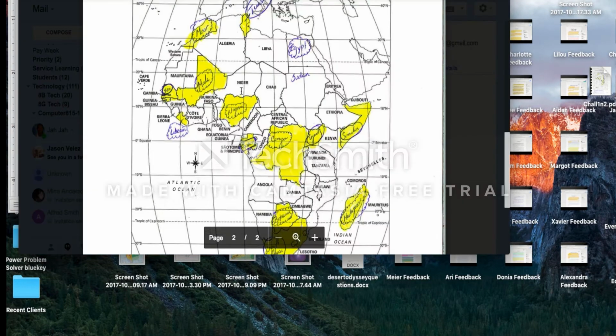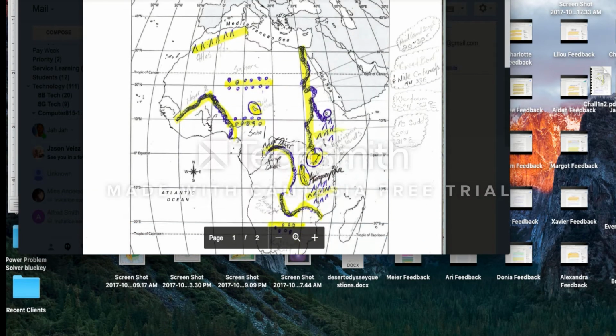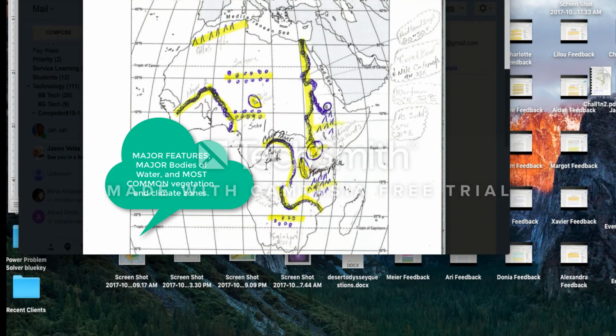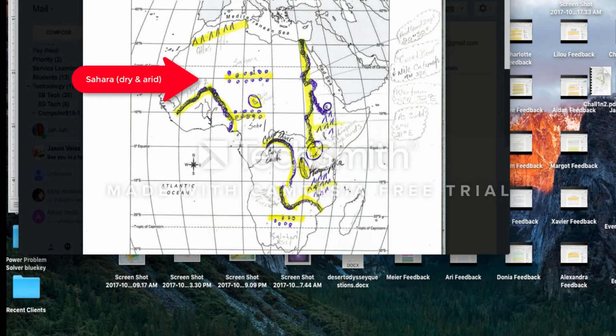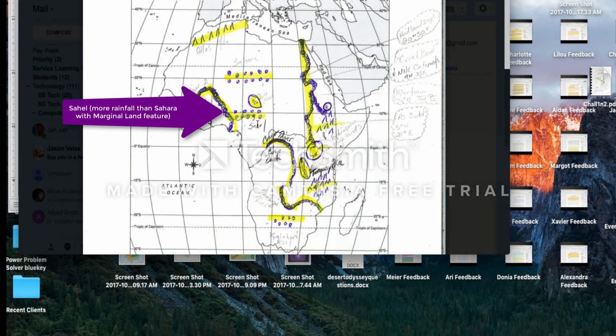Tuesday. So challenge 1 map, you need to know the major physical features that you see on the screen and where these physical features are, okay, geographically. You need to know where the Sahara Desert is, where the Sahel lies, the major difference between the two, okay, Sahel having more annual rainfall.